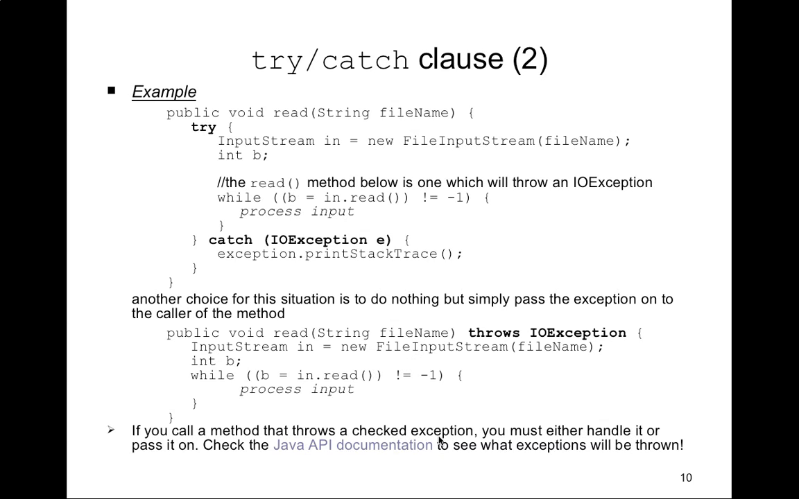Okay, so if you call the method and it throws a checked exception, you must either handle it or pass it on. So check the API documentation to see what exceptions will be thrown. So anyway, just remember you have two ways of catching it. One is from the method itself, or one is from inside of the method, depending upon where you want to deal with it.